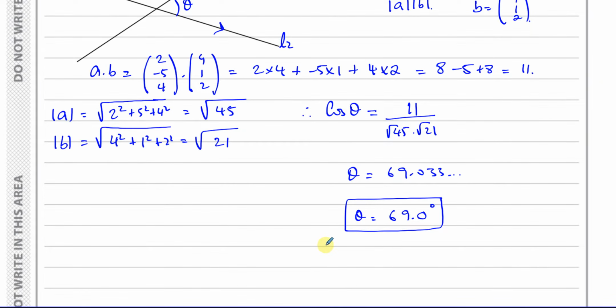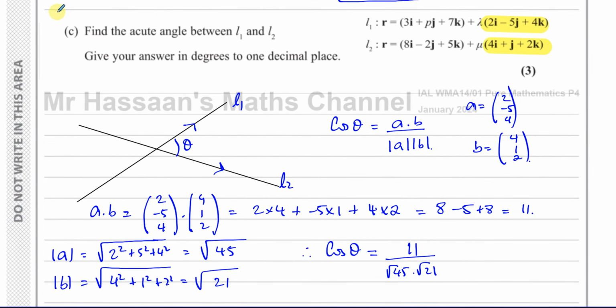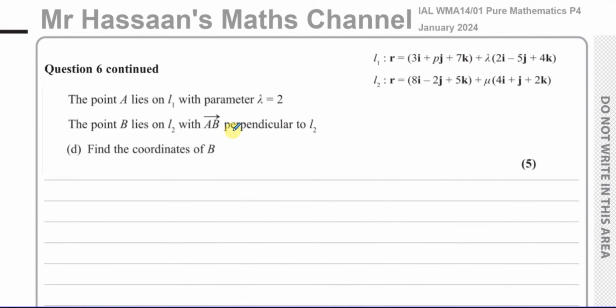And now we move on to part D. Part D says a point A lies on L1 with parameter lambda equals 2. The point B lies on line 2 with AB perpendicular to line 2. Find the coordinates of B.